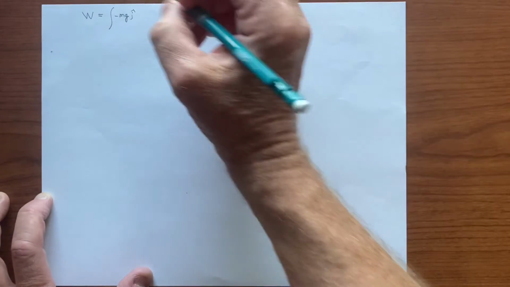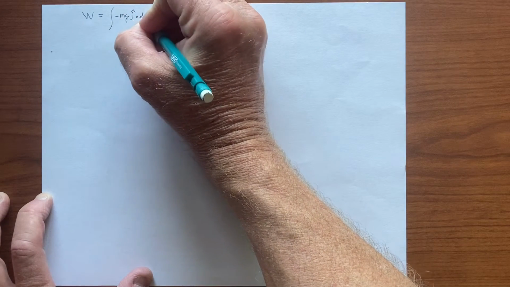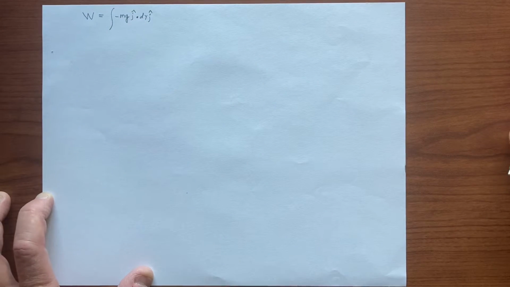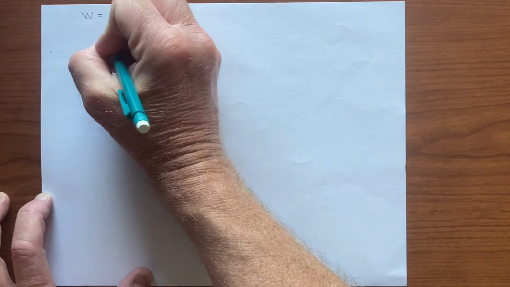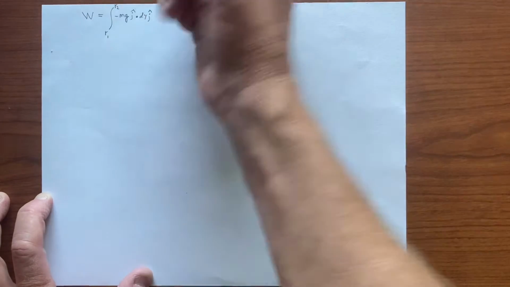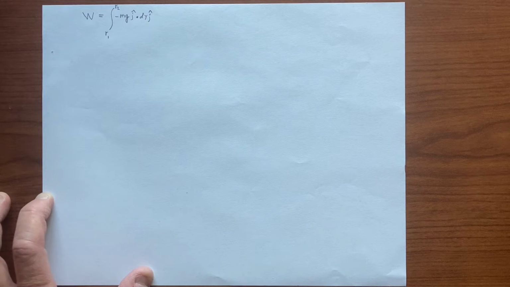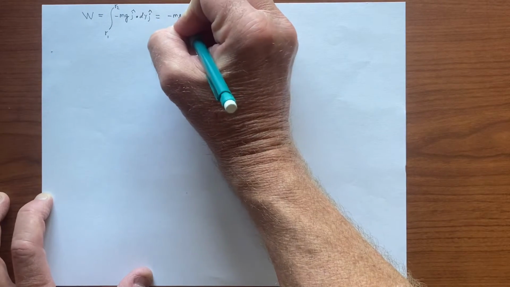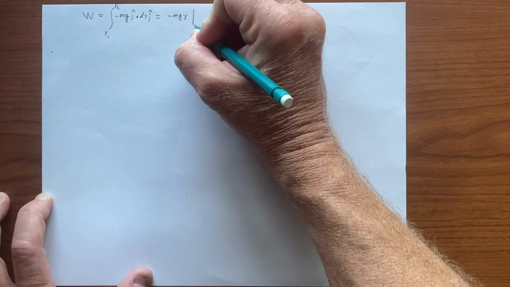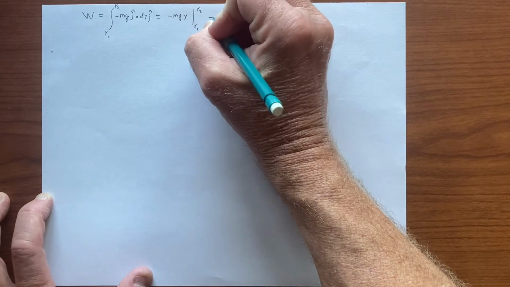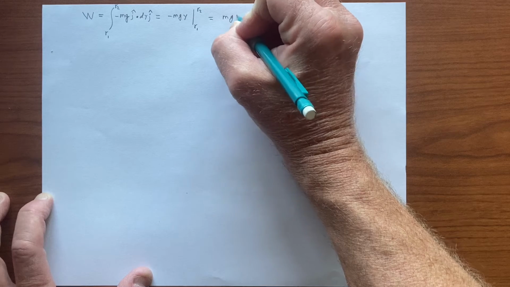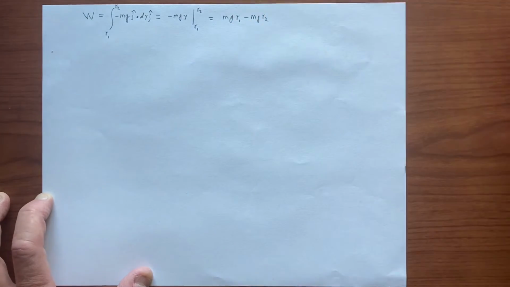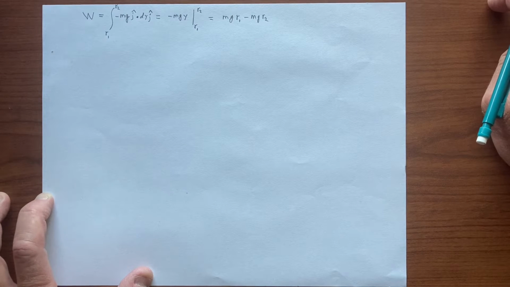And we'll do the dot product with dy, because dx and dz don't contribute anything. This is from r1 to some r2, or some y1 to some y2 if you want. So this is minus mgy from r1 to r2, which is mg r1 minus mg r2.